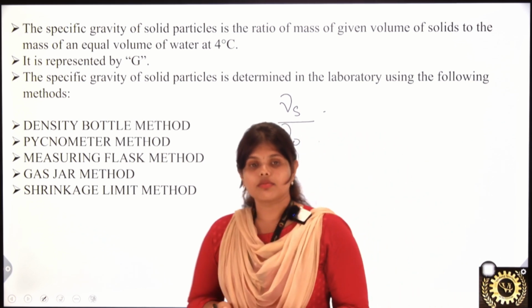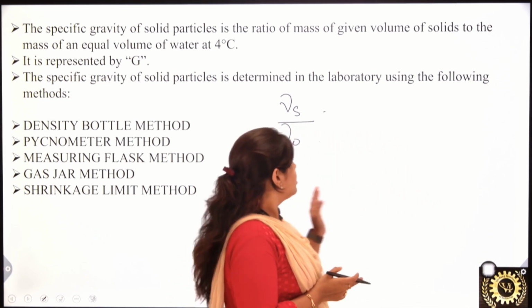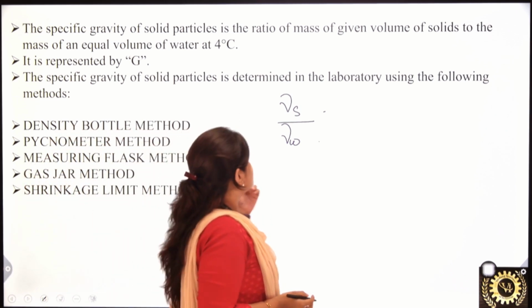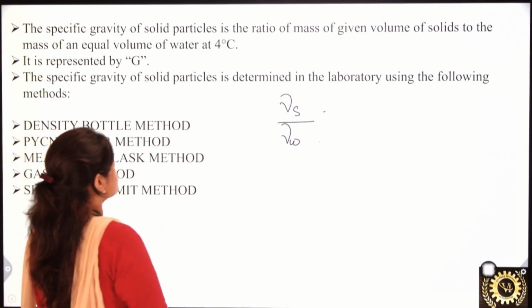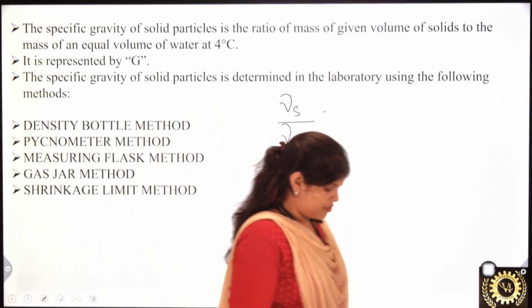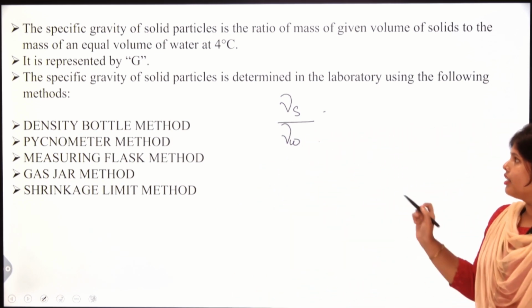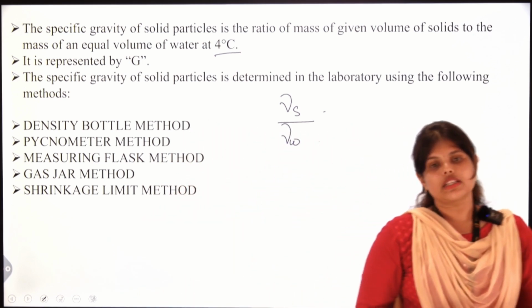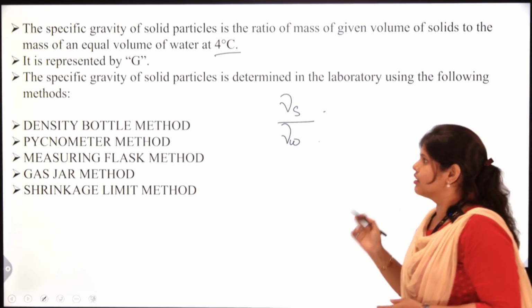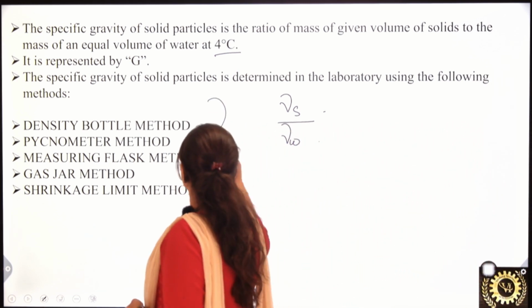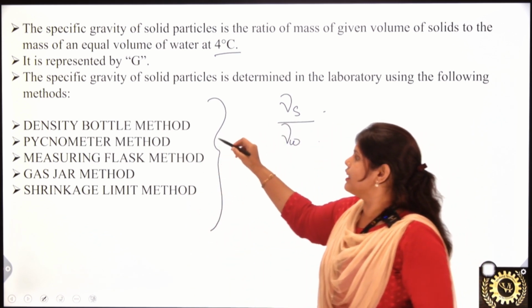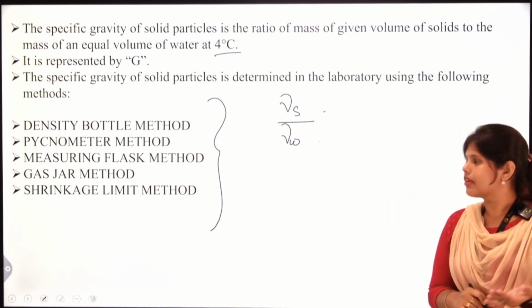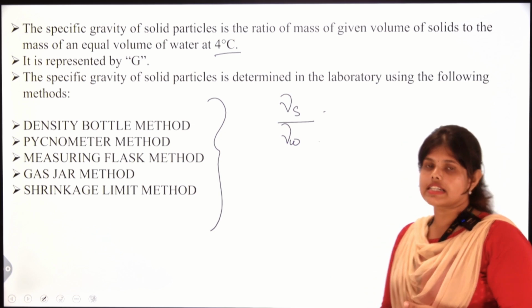If we take the volume as constant for both soil and water, we can represent the specific gravity as the ratio of mass of solid to mass of water with the same volume at 4 degrees Celsius temperature. Specific gravity is denoted by capital G. We can find it out using these methods: density bottle method, pycnometer method, measuring flask method, gas jar method and shrinkage limit method.